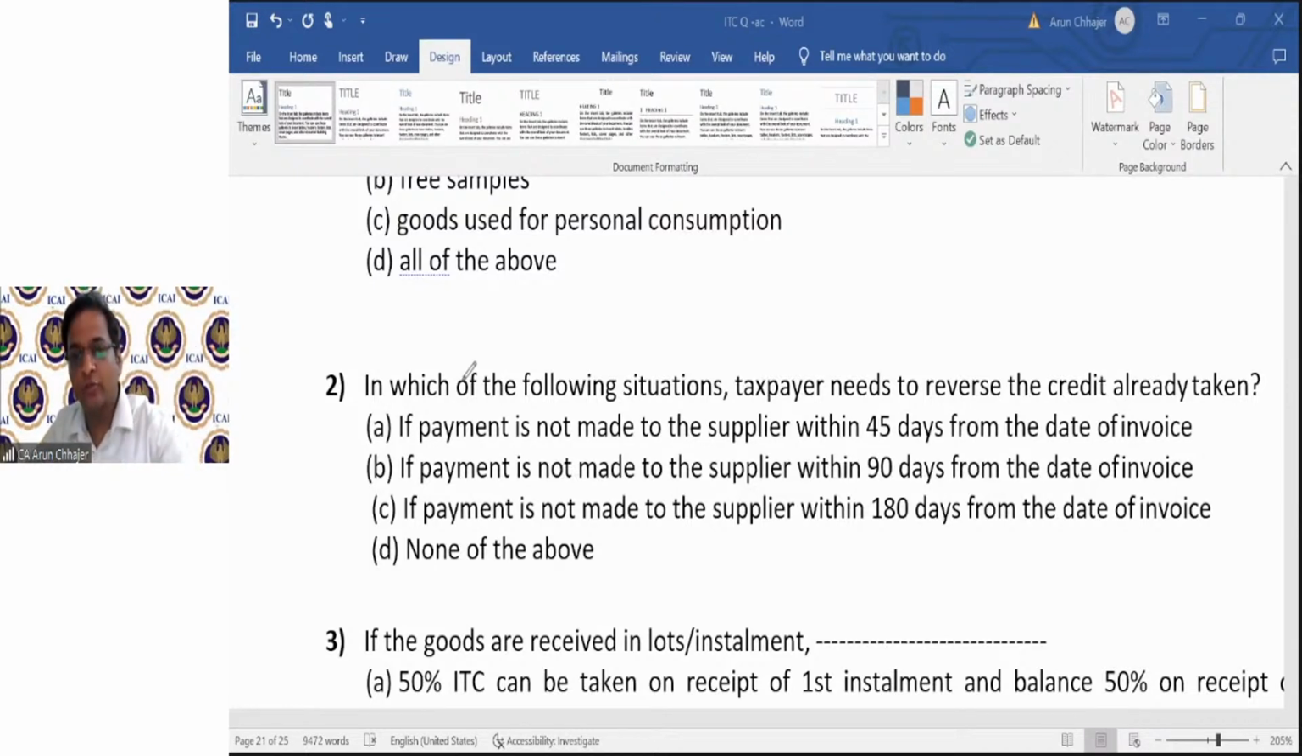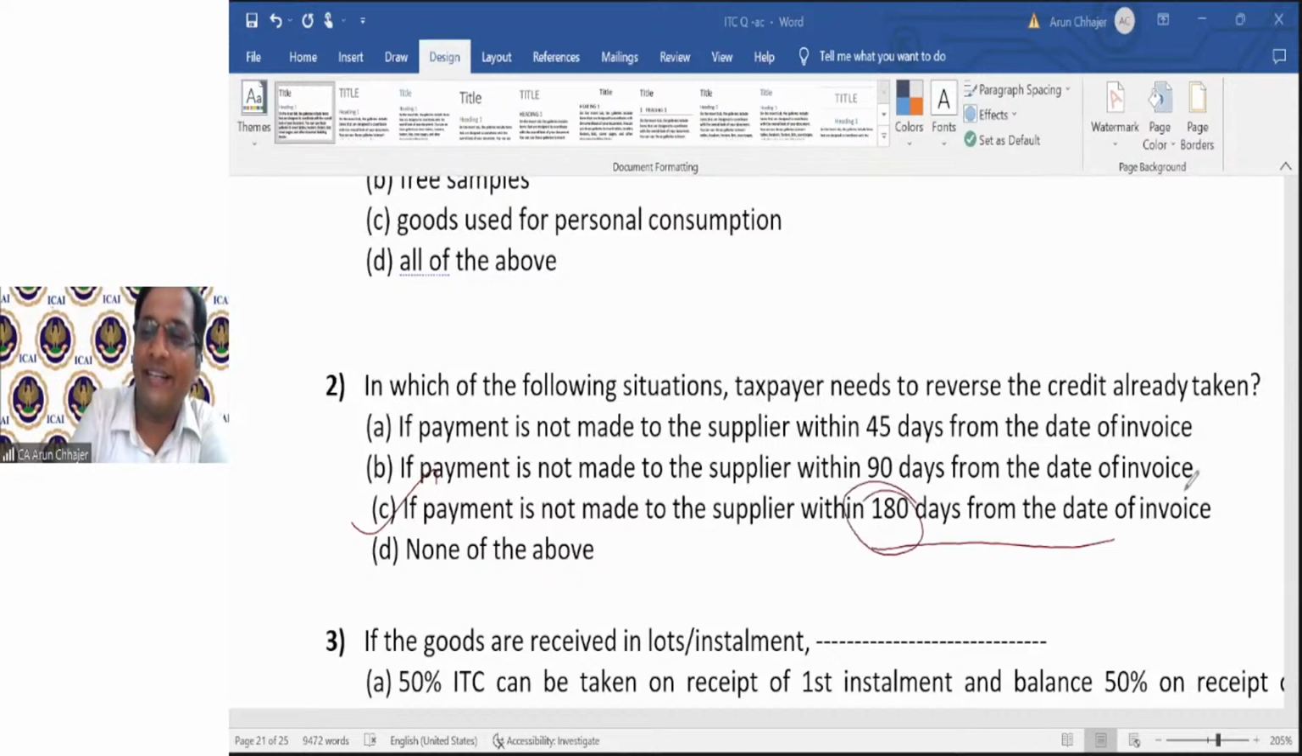OK, two. Correct. We just discussed this, and Mohammad already anticipated the question. So if the payment is not made within 180 days, then you need to reverse the ITC. Absolutely correct.